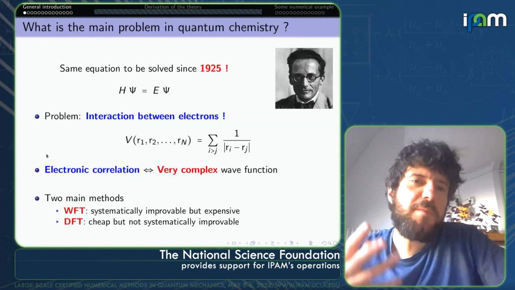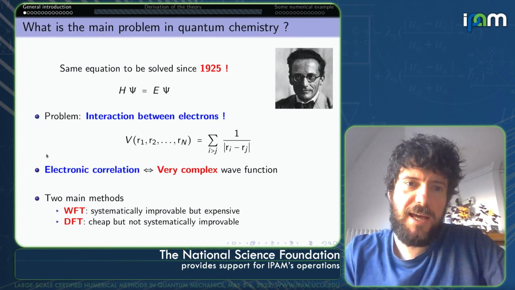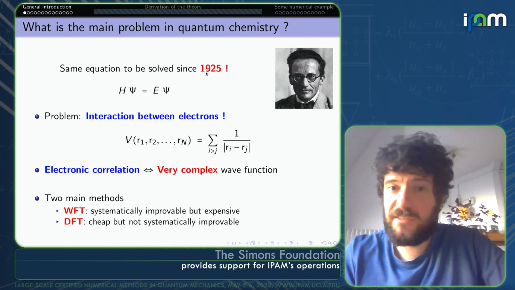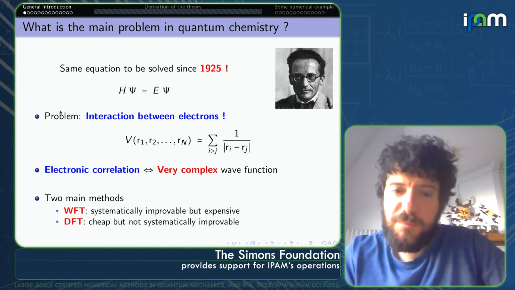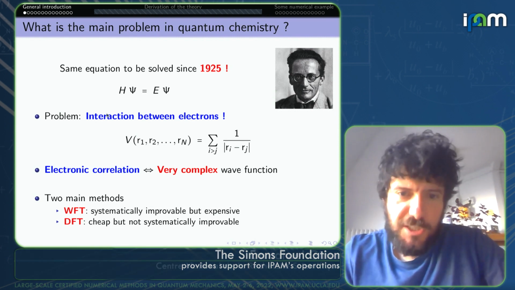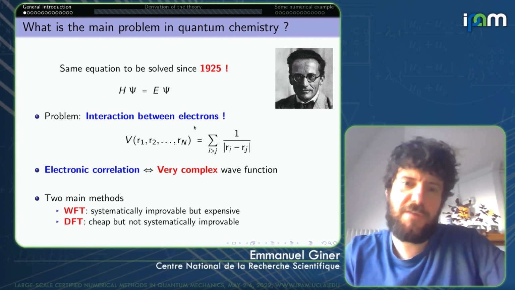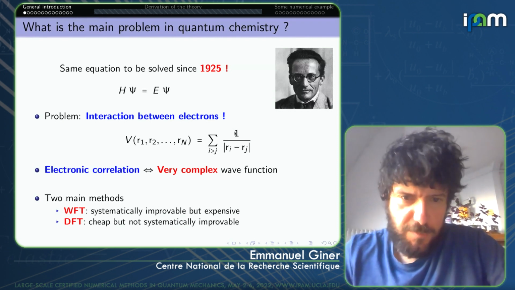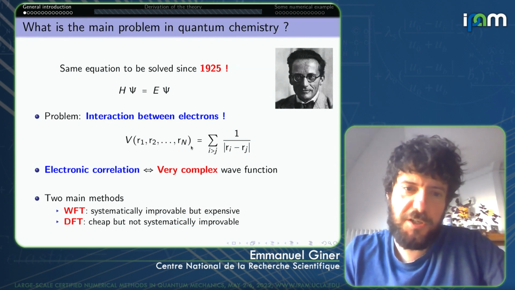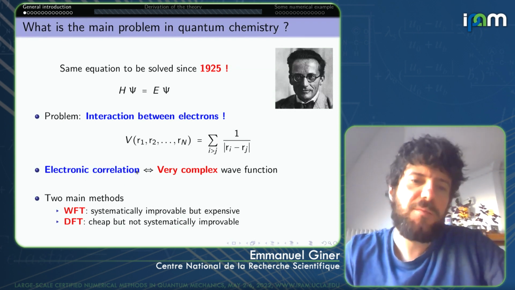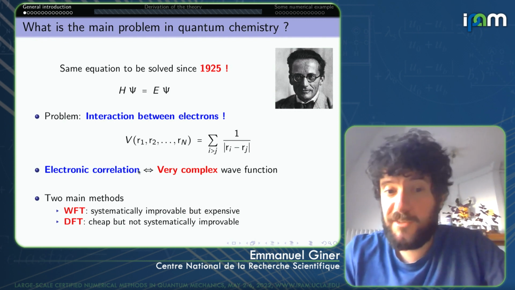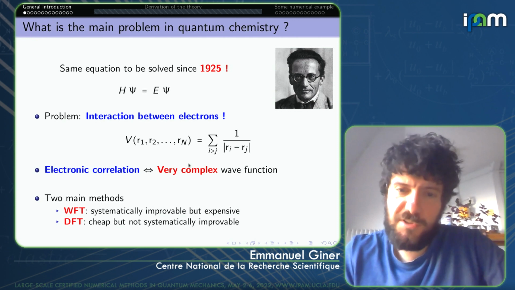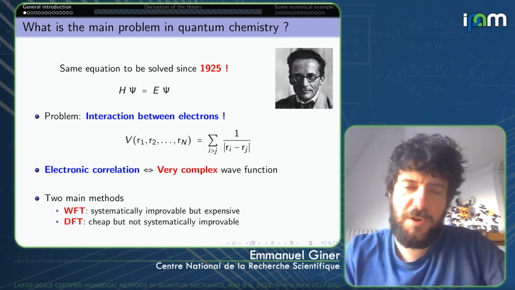So what is the main problem in quantum chemistry? Well, actually, I have the same equation to be solved since 1925, the good old Schrödinger equation. And the main problem, of course, is the interaction between electrons. Okay, so you have this sum of Coulomb pairwise potential, which creates the electronic correlation problem because the electrons just hate each other, so they don't want to be at the same place. And so this induces a very complex form for the wave functions.